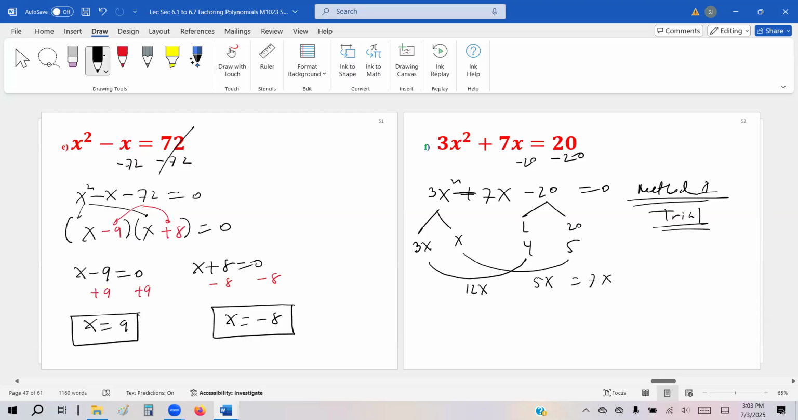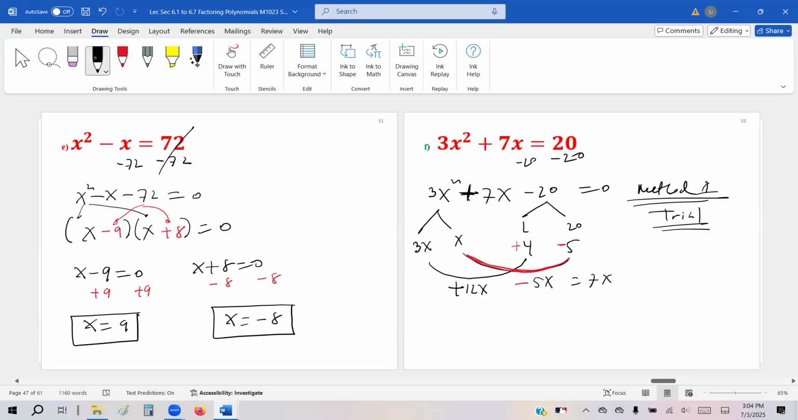Yes. What sign does 7x have? Plus. So which of these has to be plus? 12 or 5? 12. What sign does 5 have to have then? Negative. So since 5 is negative, we got 5 from this pair. So this 5 has to be negative. And since our 12 is positive, 4 has to be positive.